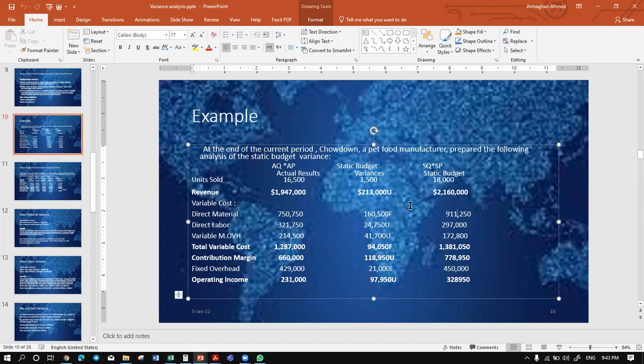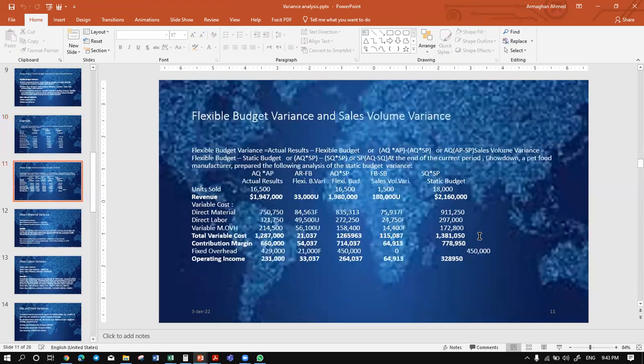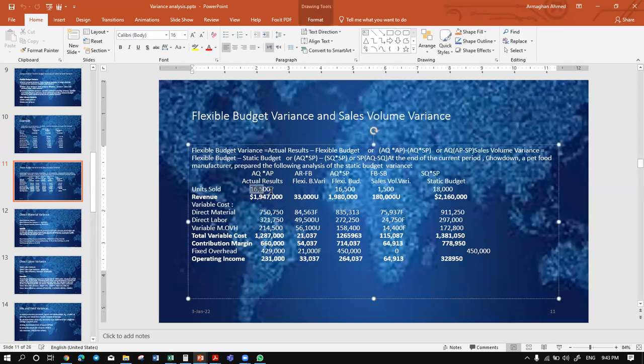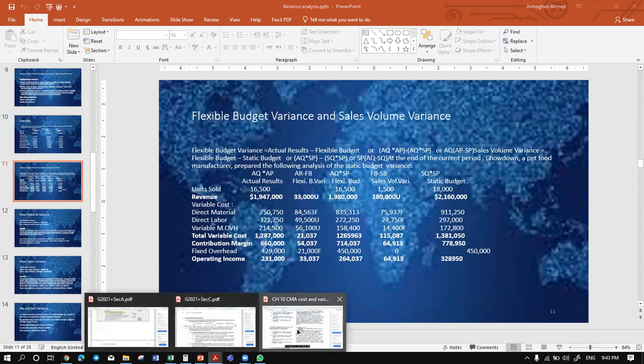In standard, this is standard, this is actual, and this is the static budget variance. Whereas here we find out the flexible budget variance. How do we find it out? First of all, we will flex the budget. Flex the budget means whatever actual 16,500 units we have, we will multiply by each of their rates so that we find out the actual values. Once we find out the actual values here, we can subtract to find the flexible budget variance.